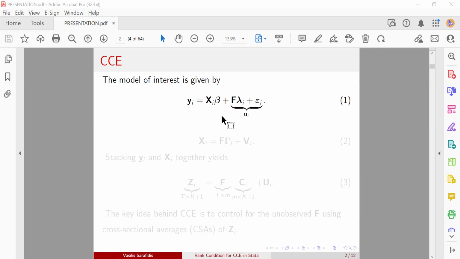Without loss of generality, I will assume that the slope coefficients beta are the same for all individuals. This is only to simplify the exposition, as it does not really affect how our methods work.